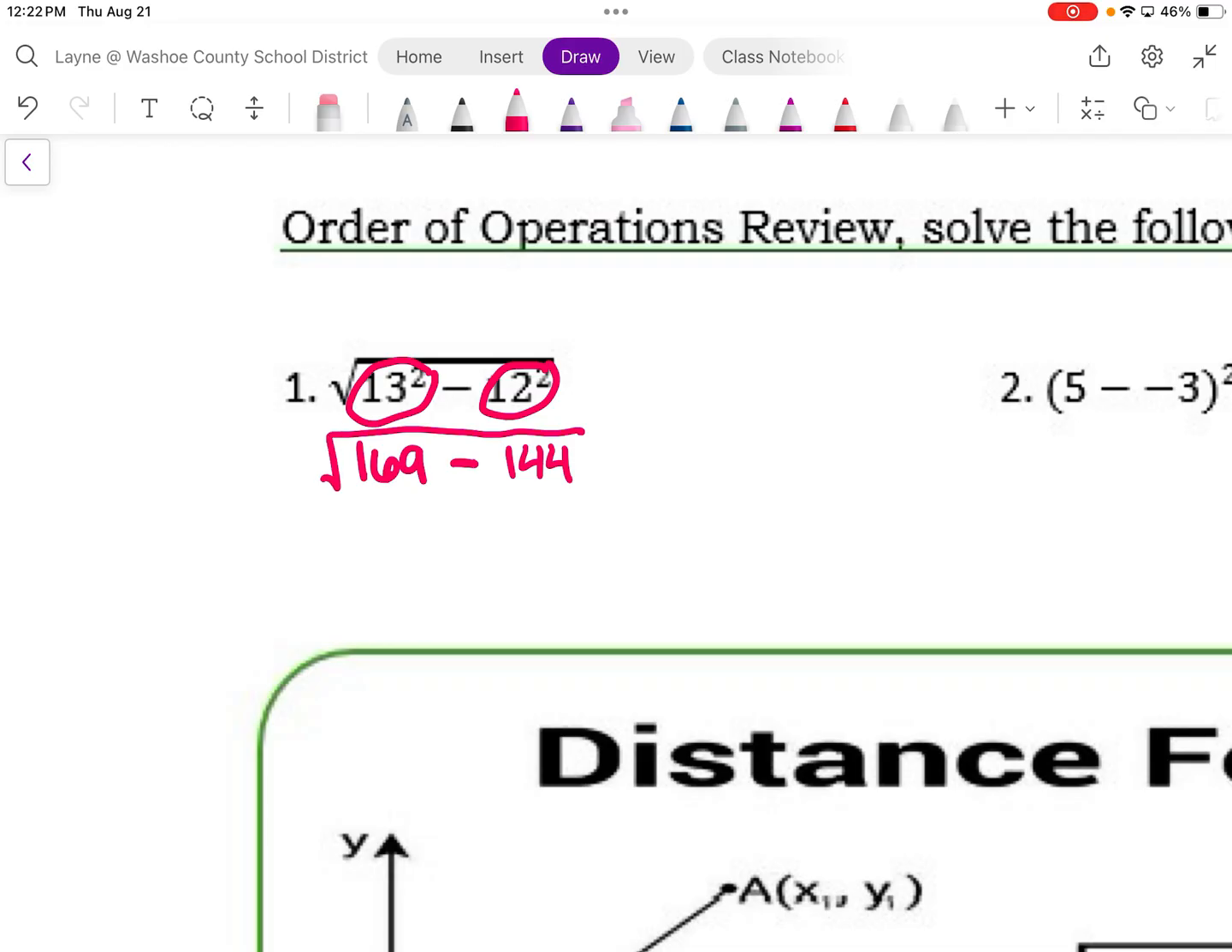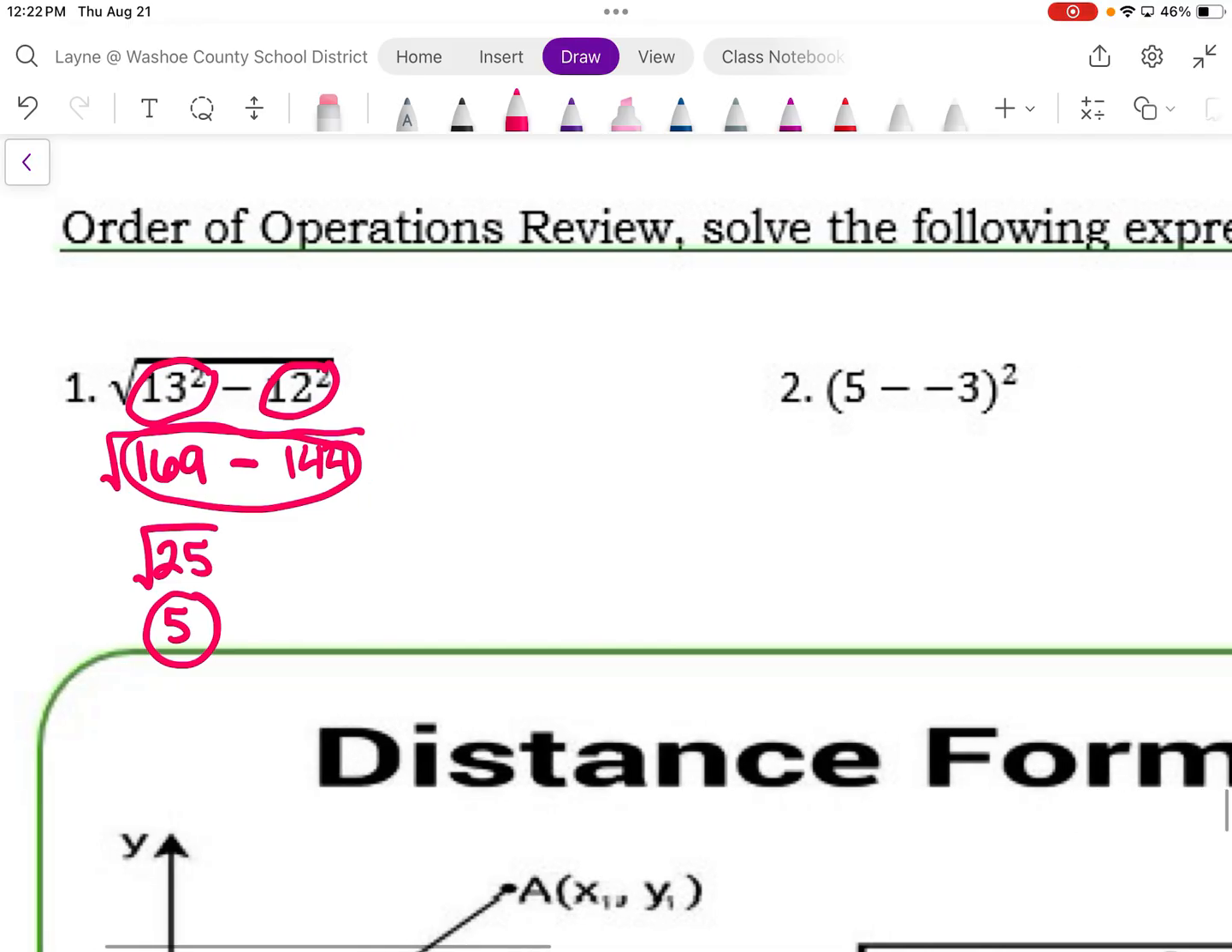Now we fully simplify what's under the radical first before we square root things. So we're going to actually do this part before the square root. 169 minus 144 is going to be 25. And then the final thing we do is square root this. Square root means what multiplies by itself to give us 25, and that answer is 5. You can also use the button on the calculator to help you with that.